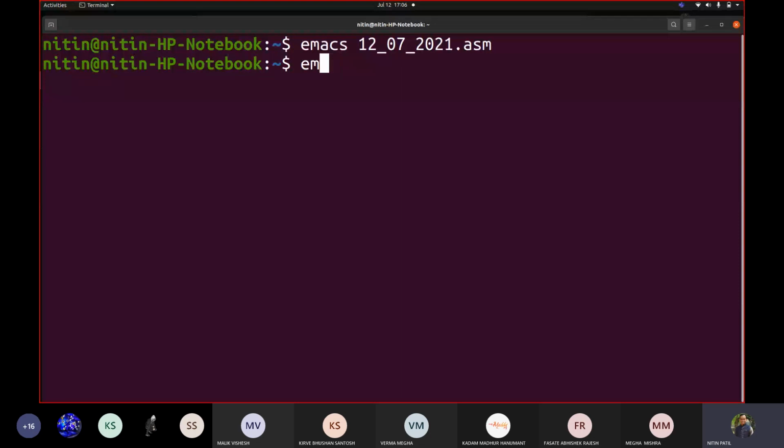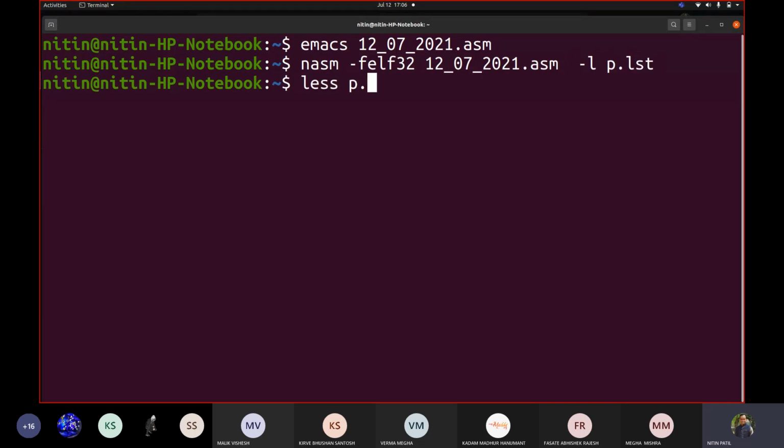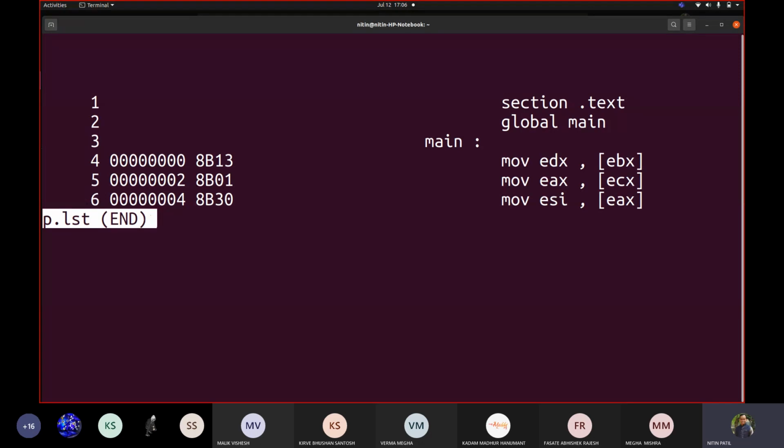So if I say nasm -f elf32 120721.asm -l p.lst, now let us check this. Now you may see what happened here. We got 8B as the opcode for these instructions.